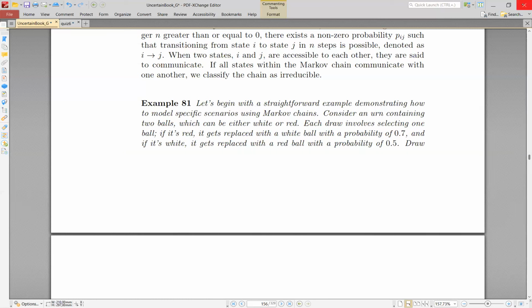So it means that the ball can be replaced with a white ball with probability 0.7, or it can be red again, of course, with probability 0.3, because the total probability must be 1. And if the drawn ball was white, it gets replaced with a red ball with probability 0.5. So if you find the ball white, you can keep it with probability 0.5, or replace it with a red ball with probability 0.5, 50-50.